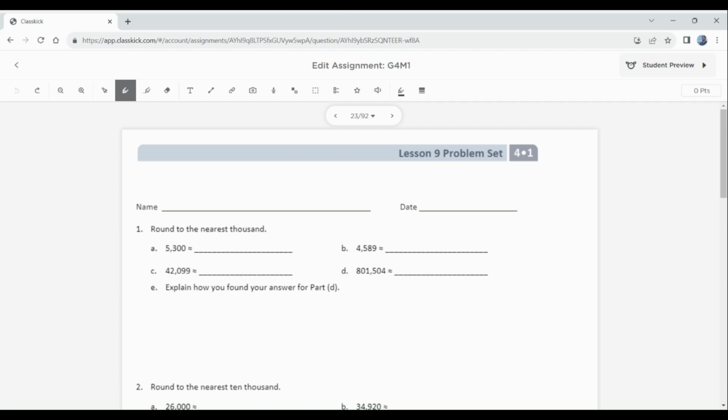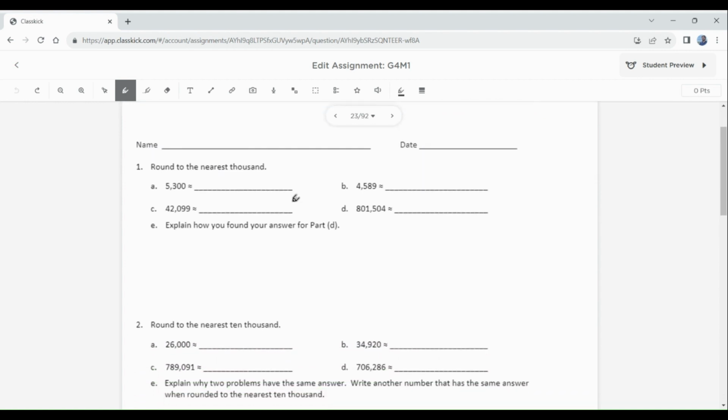Hey everyone. Today what we're going to be doing is working on grade 4 module 1 lesson 9 problem set. In this lesson, we're going to use place value understanding to round these multi-digit numbers to any place value. So we may be rounding to the nearest 10, 100, 1,000, 10,000, or 100,000. Really it just depends on our direction. So I'm going to go ahead and hop right in with number 1.